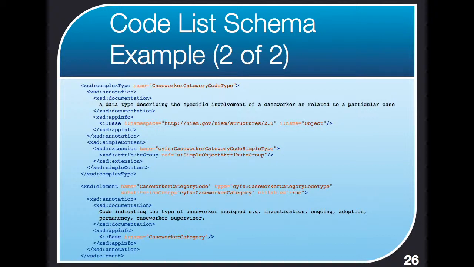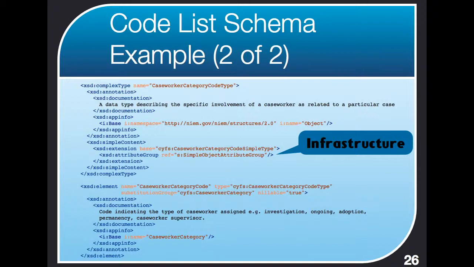And what do we do to our simple type? All we do is we add an attribute group called S:simple object attribute group, and that adds the infrastructure that we expect all our NIEM elements to have so that we can link them together and do all the kinds of things we want to do with them. So that's step one. Take that simple type, wrap it in a complex type, adding the attributes we need. It's very much the same thing we do with NIEM-XSD when we add NIEM infrastructure pieces to things like strings, numbers, and booleans.